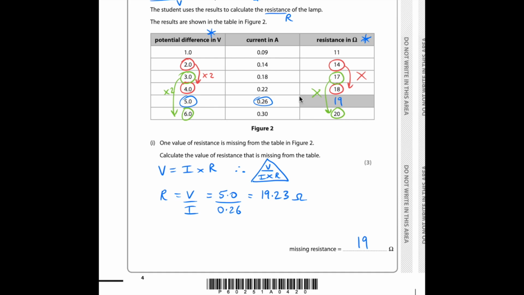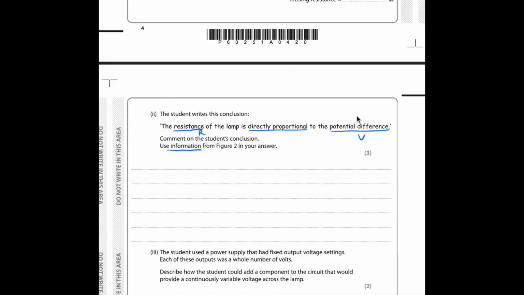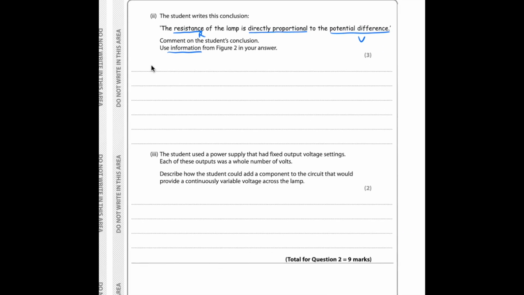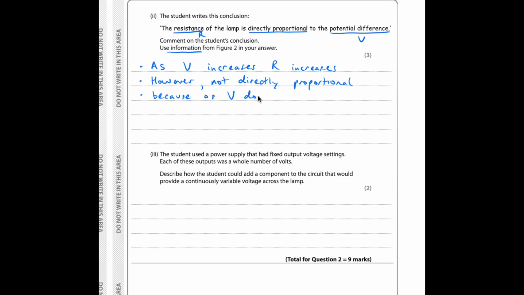As the voltage increases, the resistance increases, but it's not directly proportional because as one thing doubles, the other didn't double. As voltage increases, R increases, however, not directly proportional, because as V doubles, R did not double.